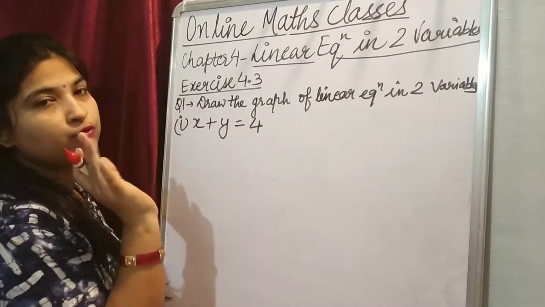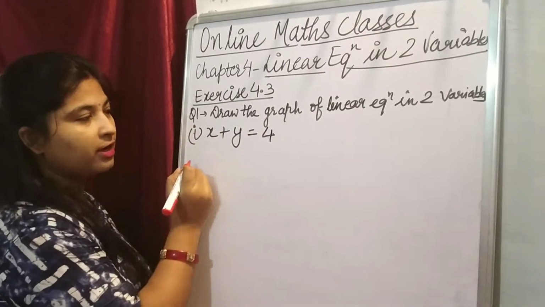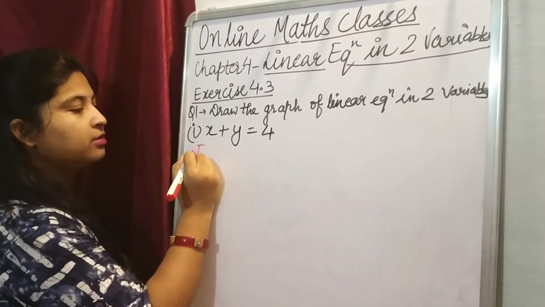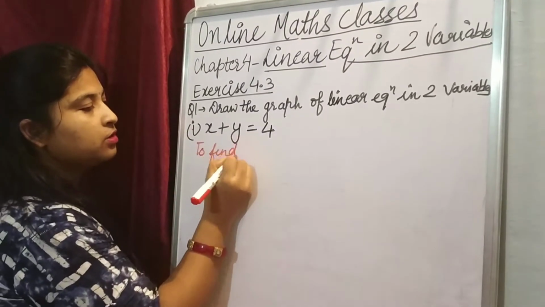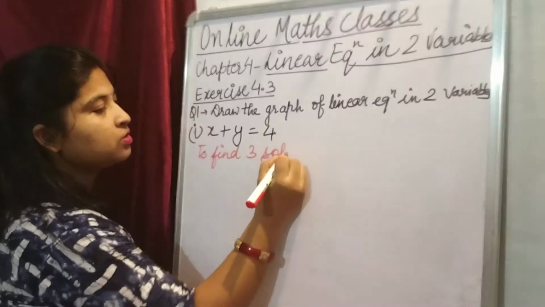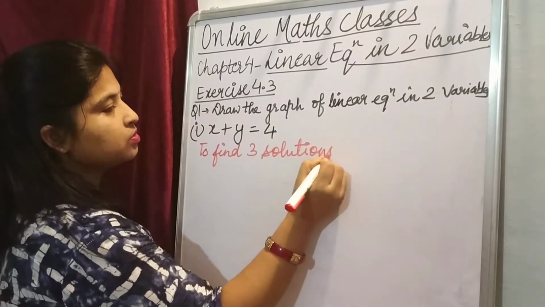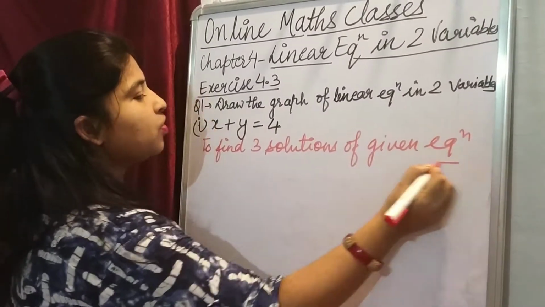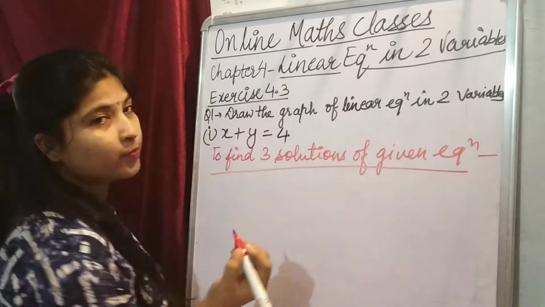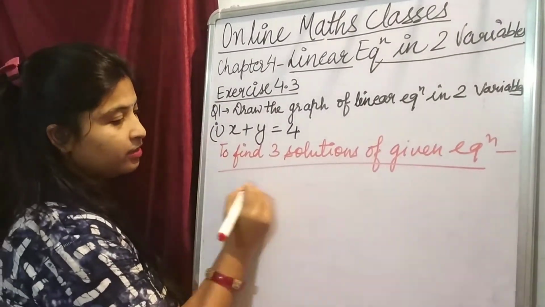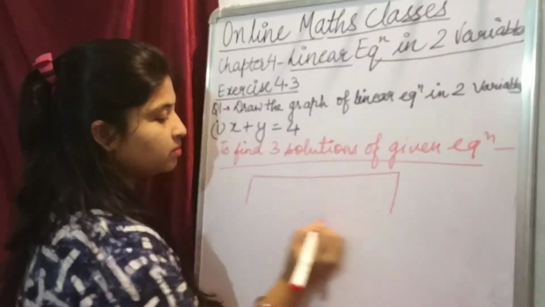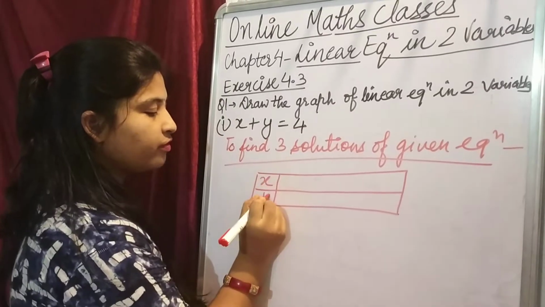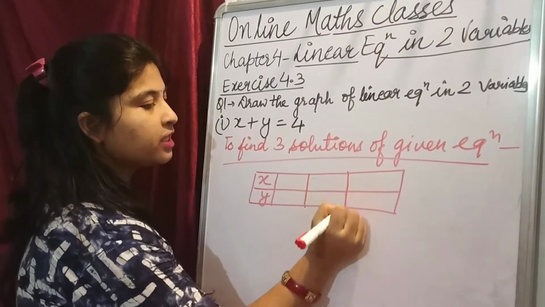x plus y equal to 4. So students, what you have to do is find three solutions of this equation, which I think you already have done in exercise 4.2. So how will I find them? First of all, make a box over here. How many solutions do I have to find? I have to find three solutions of x and y. So this is first, second and third.